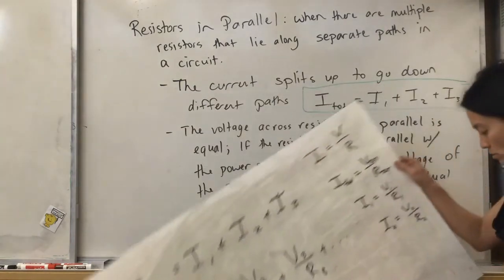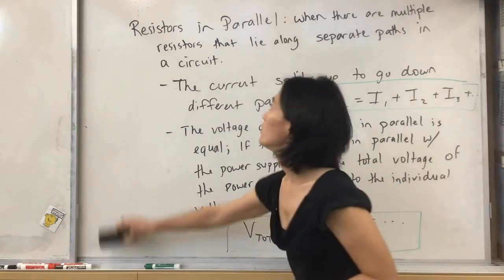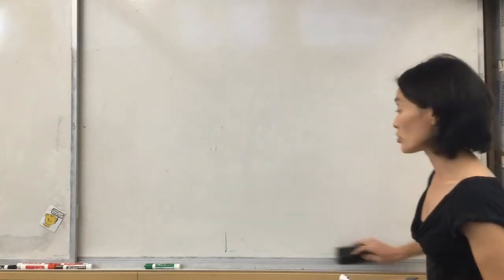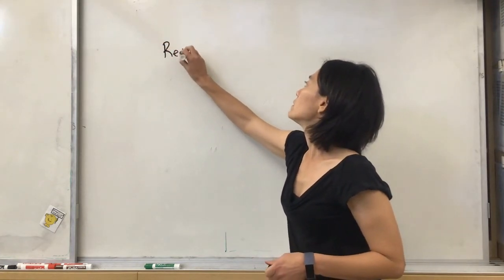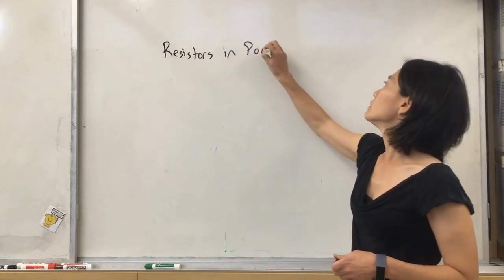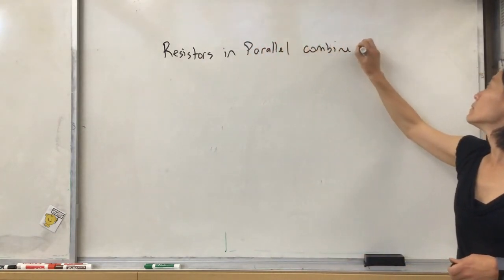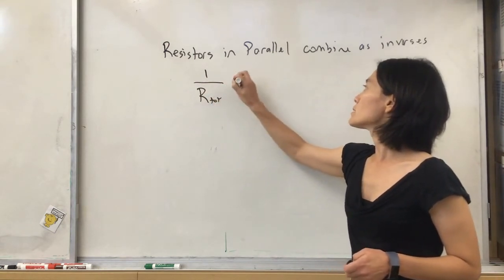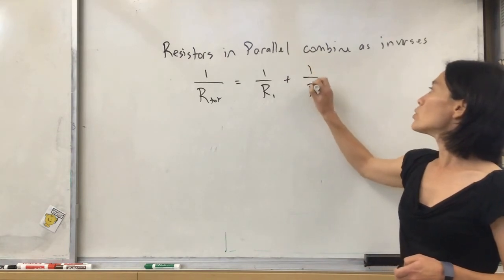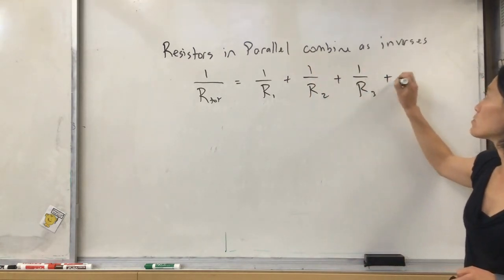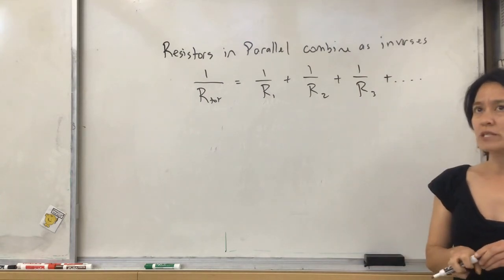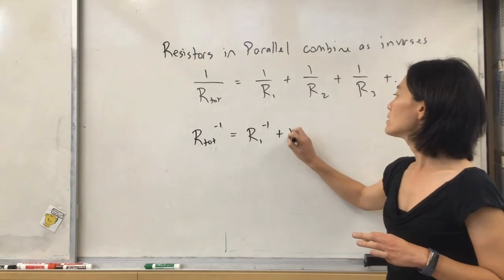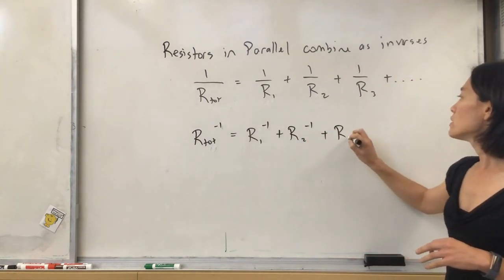So I'm going to bring that to this board here. Resistors in parallel combine as inverses. So 1 over the total resistance is equal to 1 over R1 plus 1 over R2 plus 1 over R3 plus so on. Another way we could write this, and we did this when we did lenses, is we could say that the inverse of R total is equal to the inverse of R1 plus the inverse of R2 plus the inverse of R3, etc.